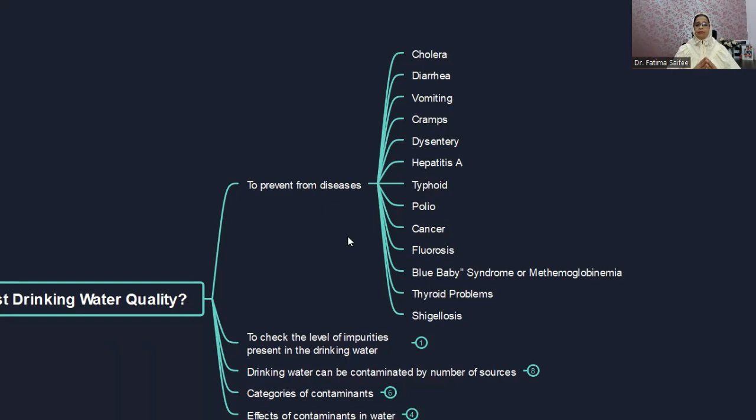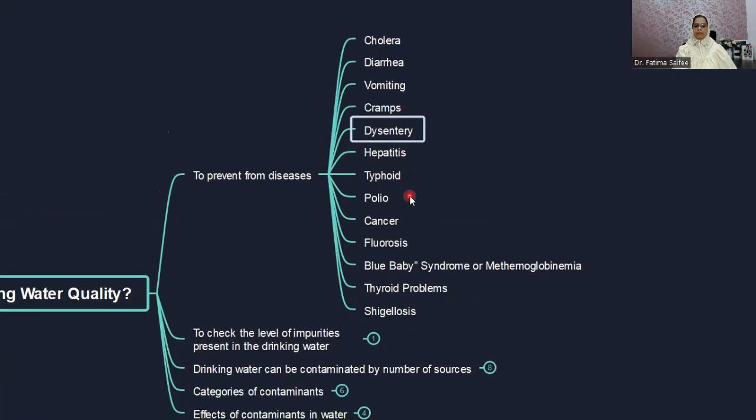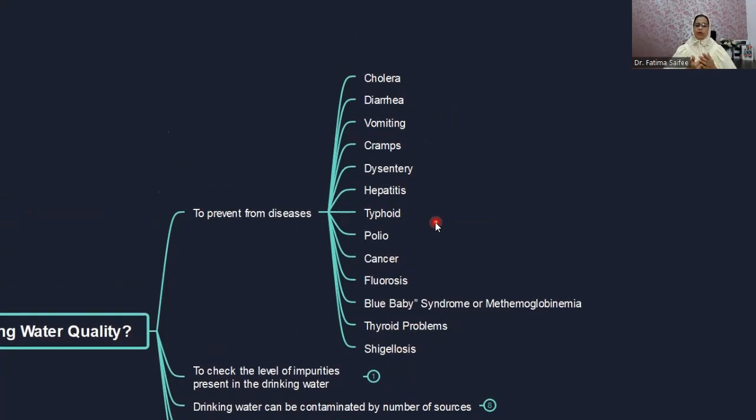Types of diseases can be cholera, diarrhea, vomiting, cramps, dysentery, hepatitis, typhoid, polio, cancer, fluorosis, blue baby syndrome, thyroid problems, and shigellosis. There are a lot of diseases which can be caused by the impurities present in the water, like chemical impurities, organic impurities, biological impurities, and radiological impurities. So we call them different impurities, but the diseases are also different.